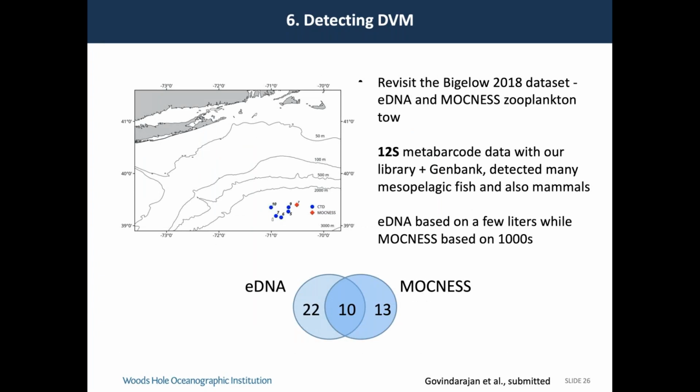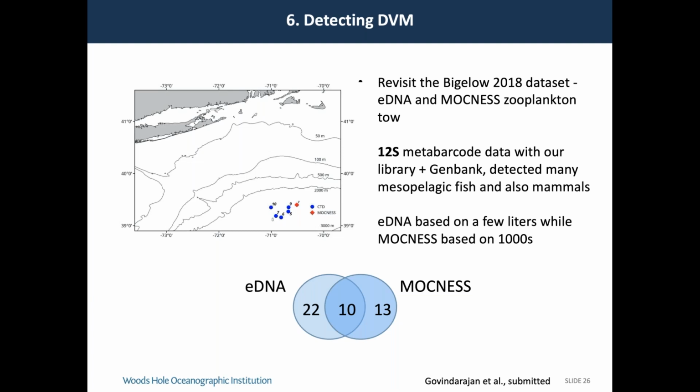In one of my first slides, I showed you our first attempt on the Bigelow 2018 cruise, where I used an 18S marker. We chose that because it amplified a wide variety of taxa, but we didn't find any fish, right? That was perplexing because we know there are fish down there. So now we reanalyzed that sample set with a different marker, 12S, which is geared towards fish. And in fact, we found lots of fish. That is an example of how a molecular protocol choice can influence what you see.